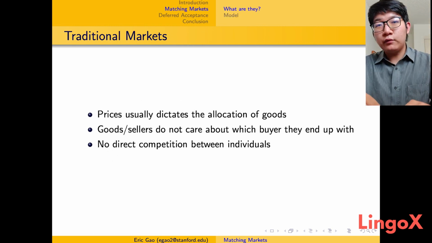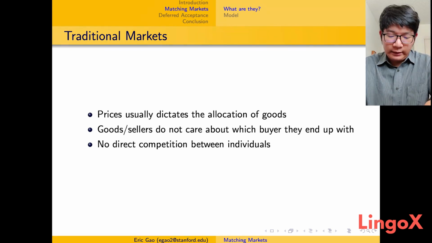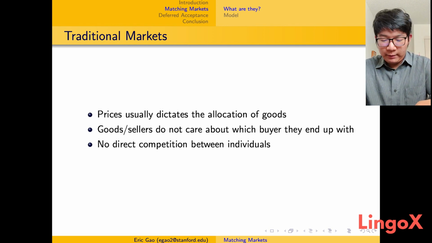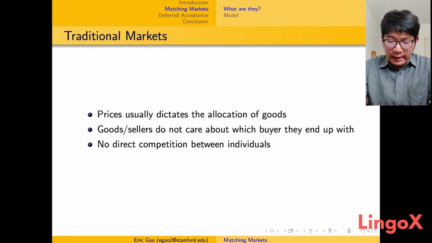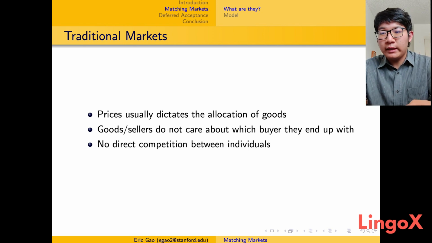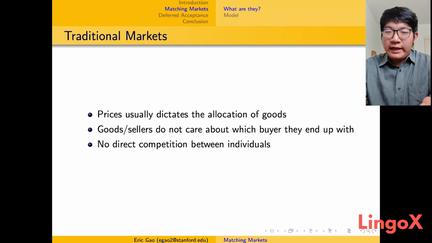Okay, let's start off with talking about what matching markets actually are. As I mentioned before, in traditional markets, everything is dictated by prices, right? The other thing is that goods don't care about what buyer they end up with. When you go to a grocery store and buy an apple, the apple doesn't have any preferences over who buys it, because the apple is static, it's not an actor, it's just a commodity that we don't really care about.